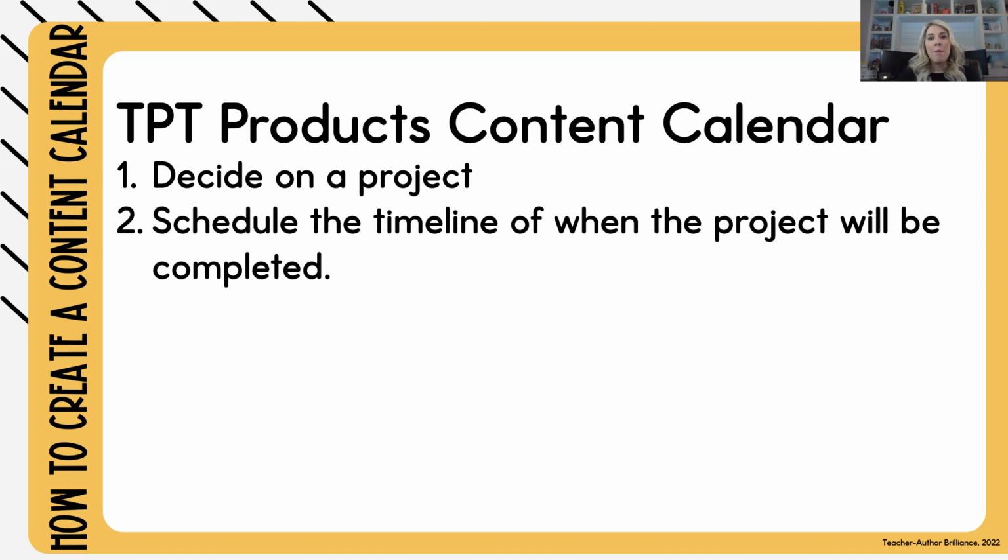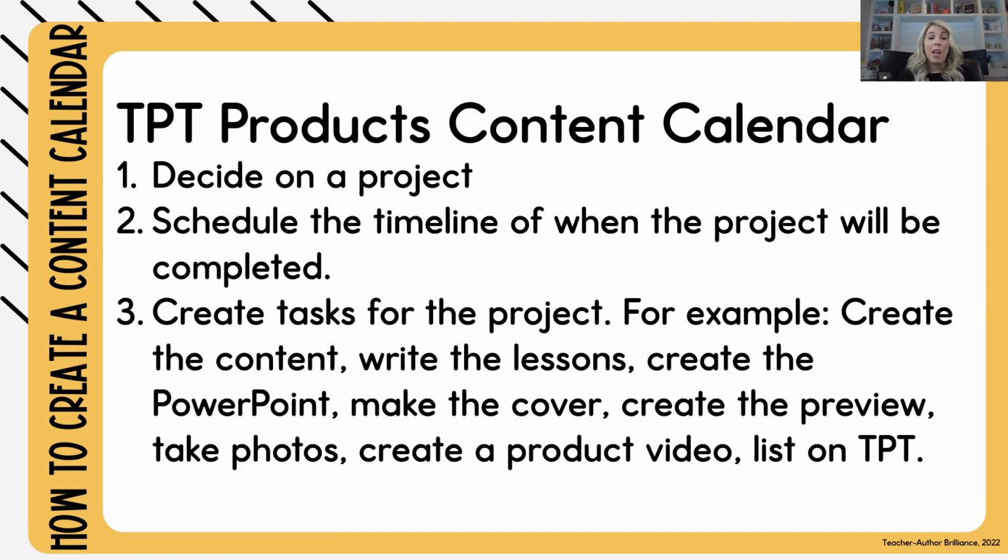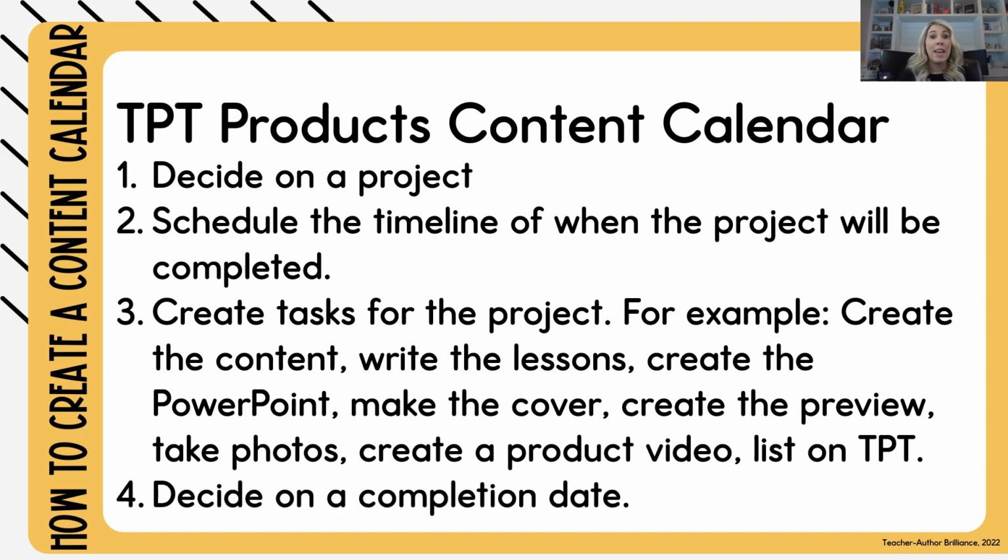Then you need to schedule a timeline of when the project will be completed. So for example, you're going to create tasks for the project, and it might be create the content, write the lesson plans, create the PowerPoint, make the cover, create the preview, take the photos, create a product video, list it on TPT. You'll come up with all the tasks, and then you'll decide on a completion date for each task. And you can write this out in your content calendar, and you may just have one content calendar for each product just to keep it more organized. And one product, it might take only a week, or it might take a couple of months. It just depends what you're creating and what that timeline is.